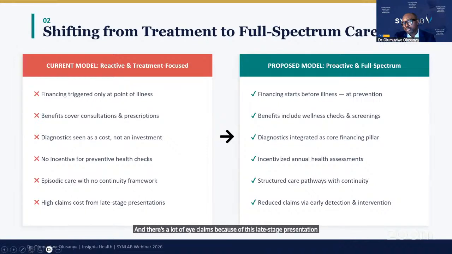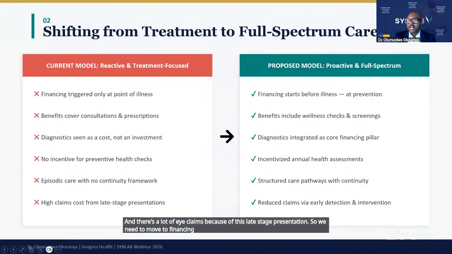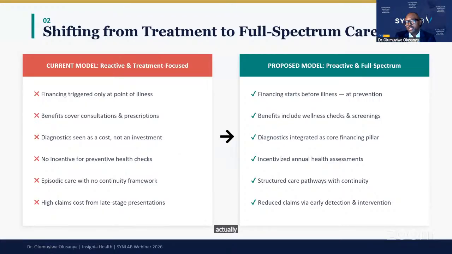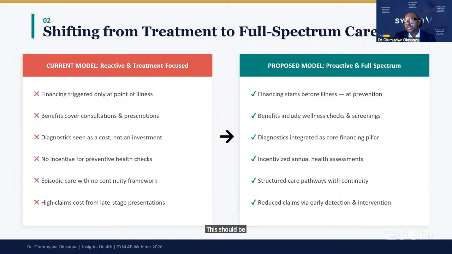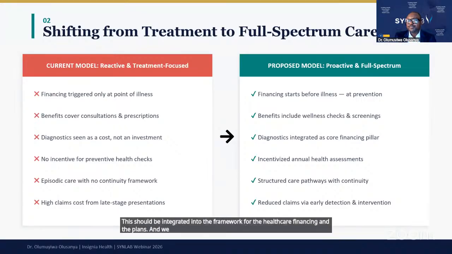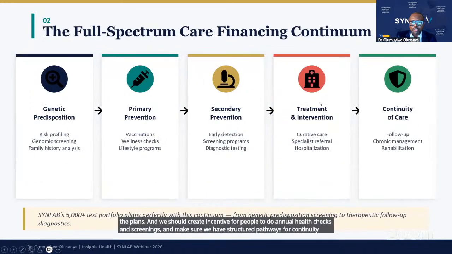So we need to move to making sure that healthcare financing models actually start before the illness, so that we start at the prevention level. We need to ensure that the benefits include wellness packages, screenings, diagnostics. This is where CINLAB comes in. This should be integrated into the framework for the healthcare financing and the plans. And we should create incentive for people to do annual health checks and screenings, and make sure we have structured pathways for continuity as we move across this platform.